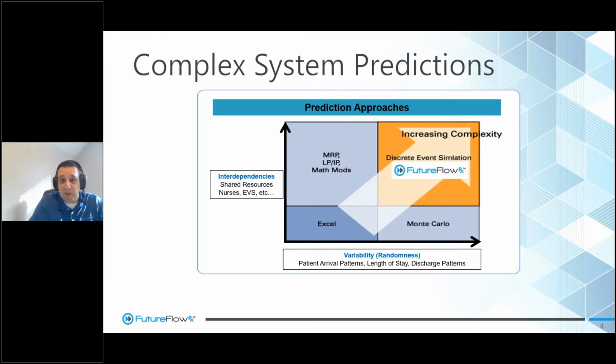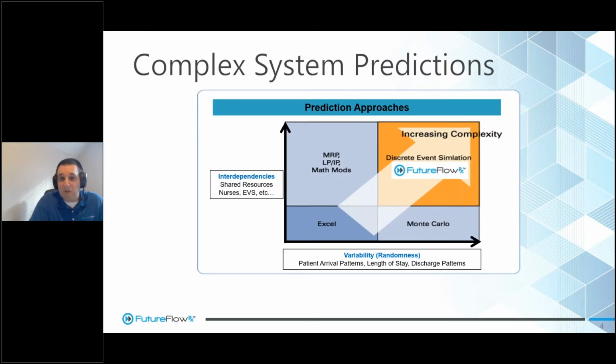But in a hospital setting, we do feel that because of the increasing variability, whether that's patient arrivals, length of stay, discharge patterns, or the interdependencies where there are shared resources, nursing, EVS, oxygen tanks, all those kinds of things, simple Excel models can answer some questions.